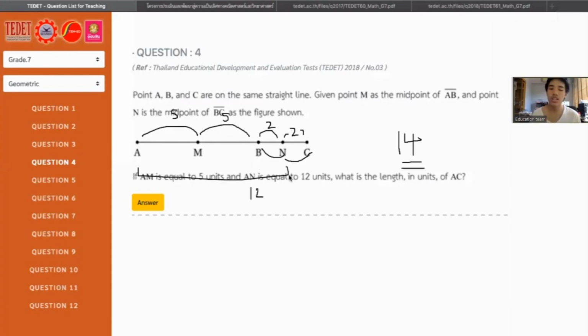So you can also think, okay, from what I know, AN is 12. What else do I need to know in order to find the whole thing, AC? The whole thing AC comes from AN and NC. I know AN, so I'm probably looking to find NC here. Okay, how can I find NC? Let's work backwards from there. But yep, okay, not much to say.